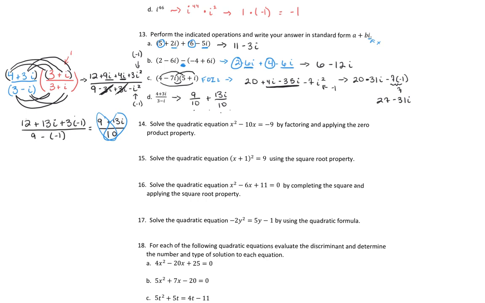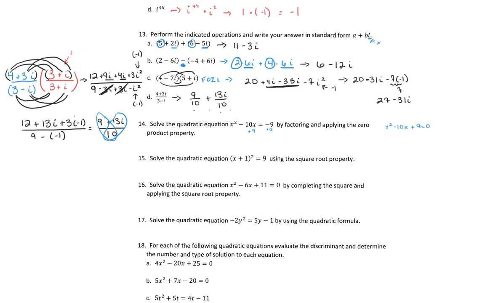Okay, this next problem says, solve the quadratic equation x squared minus 10x equals negative 9 by factoring and applying the zero product property. So if we want to factor, we want to start by moving our constant from the right side to the left side. So it'll look something like x squared minus 10x, and then if we add this 9 over to this side, we'd have plus 9 equals 0.